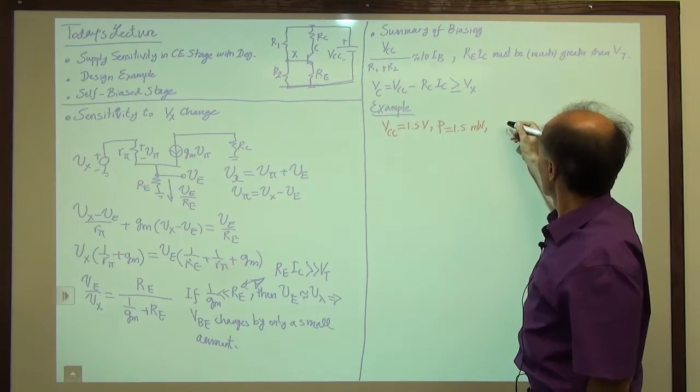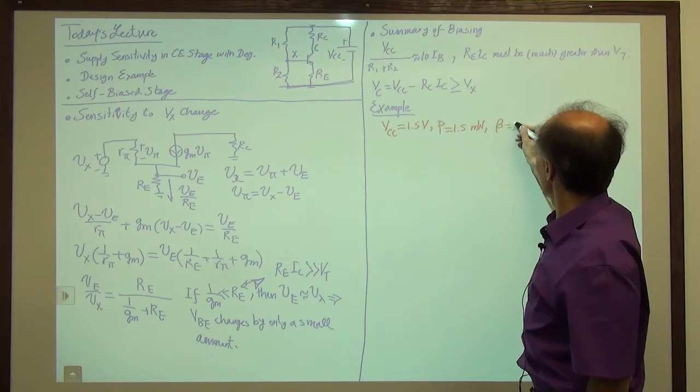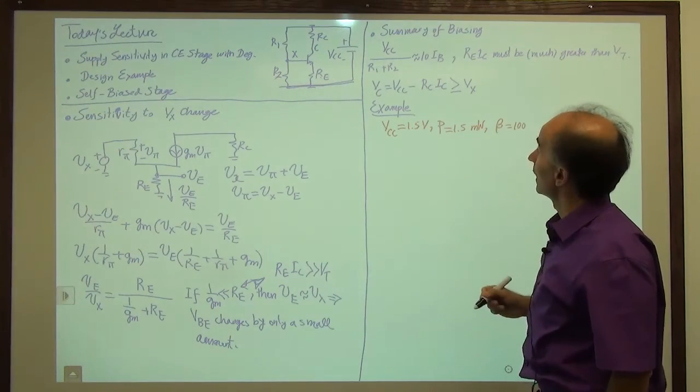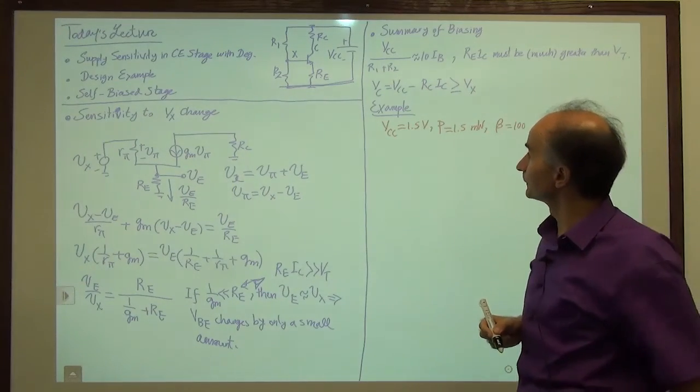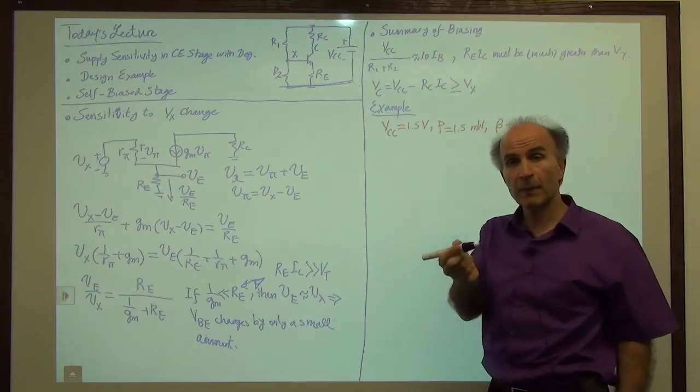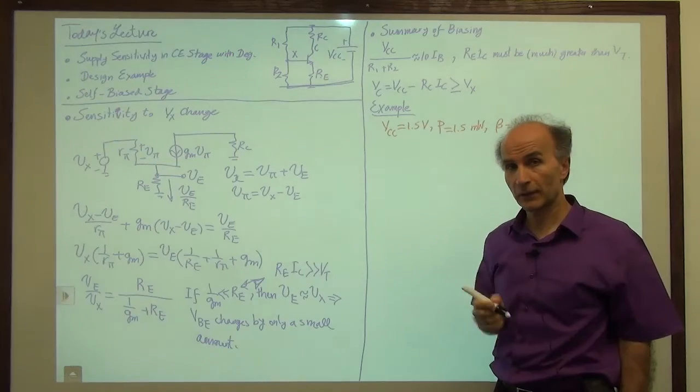And then, for example, beta is 100 for the transistor. That's probably good enough for now. Okay, so with these basic numbers, we want to start designing the circuit.